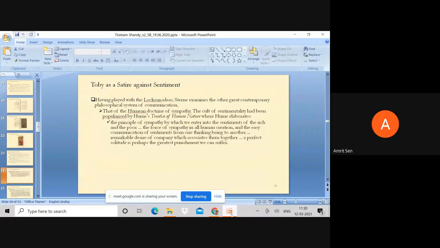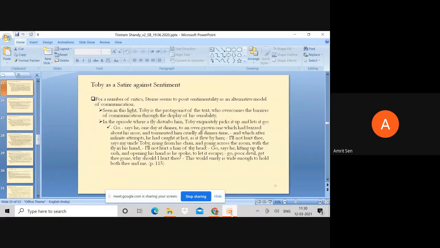The principle of sympathy by which we enter into the sentiments of the rich and the poor, the force of sympathy and the ease of sympathy of one human being to the other. Take this episode where Toby picks up a fly and says, "Go, I'll not hurt thee. I'll not hurt a hair of thy head. Go, poor devil, get thee gone. Why should I hurt thee? The world surely is wide enough to hold both thee and me." So Toby becomes the sentimental naive who looks at every experience through sentiment.